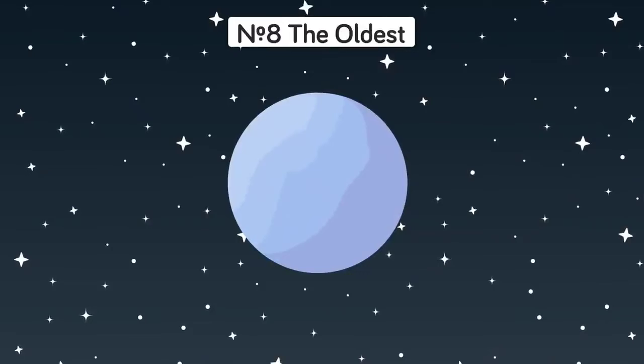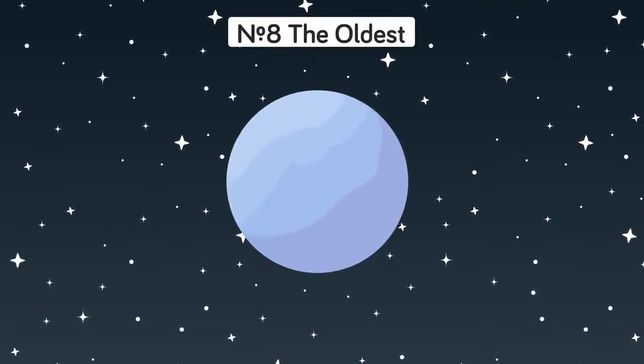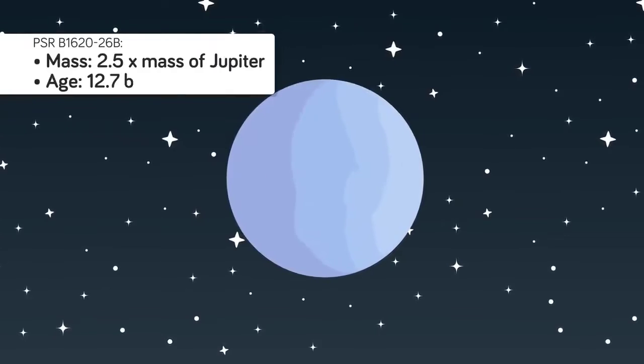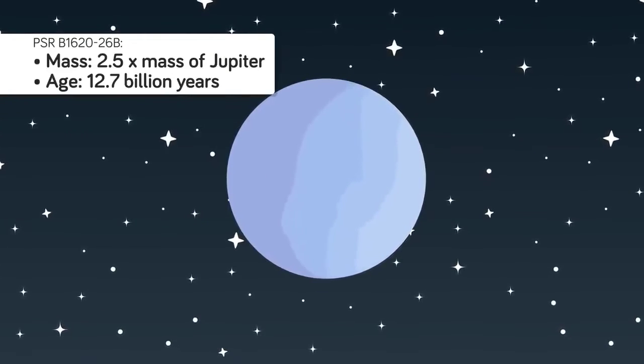8. The oldest. Our universe is 13.8 billion years old, and planet PSR B1620-26b is only 1.1 billion years younger than that. This old-timer is a gas giant that's 2.5 times the mass of Jupiter and is 12.7 billion years old, and it orbits two host stars that rotate around each other in a binary system formation.